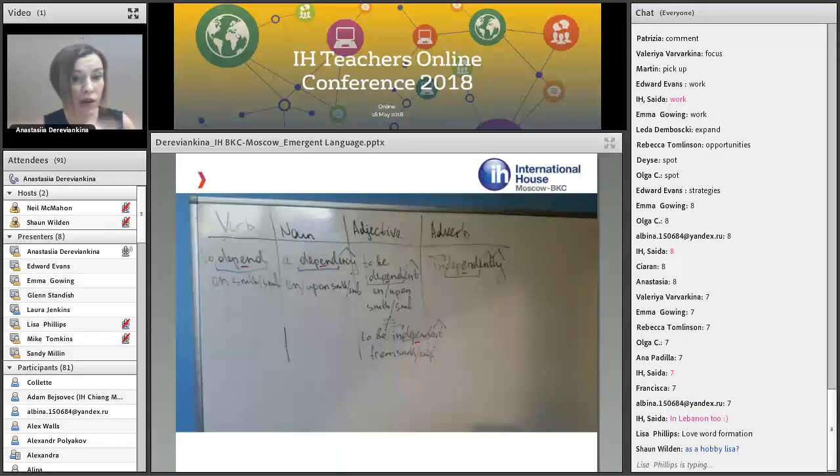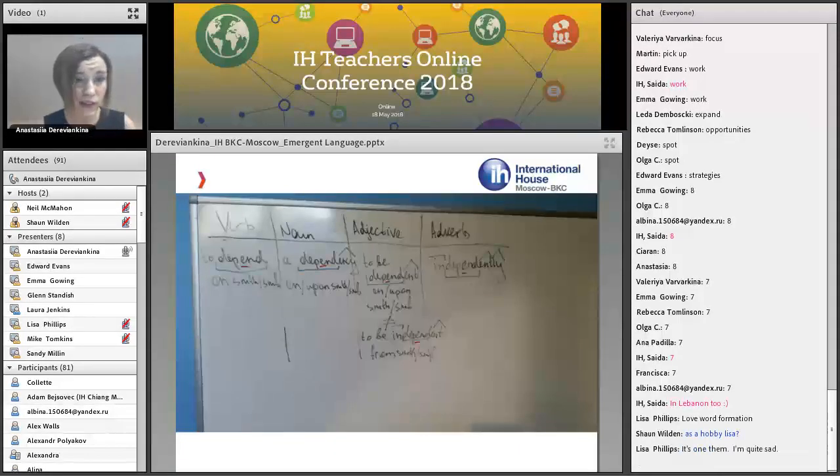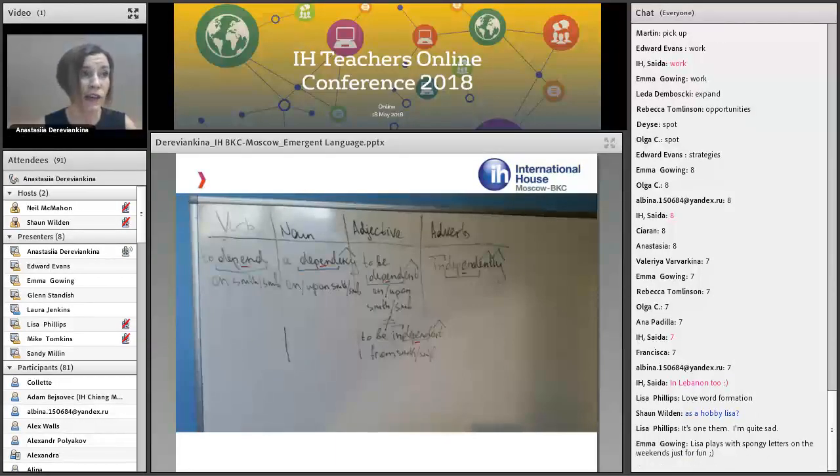I always mark roots, stress, suffixes, and prefixes using different colors because it's visual. And so my students are well aware of all these things. And I usually take it further. I think that we've talked about it today, that sometimes we incorporate some training elements in our lessons. That's what I do. So I not only teach the language, but I also teach how to learn certain things.